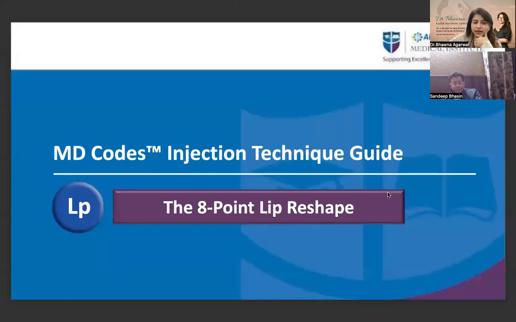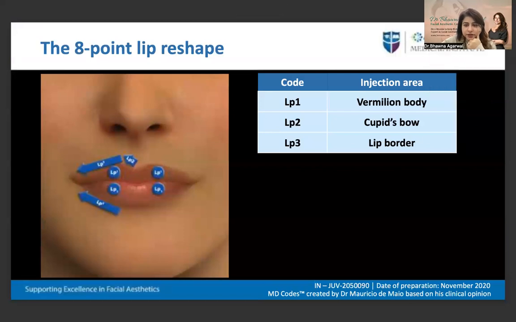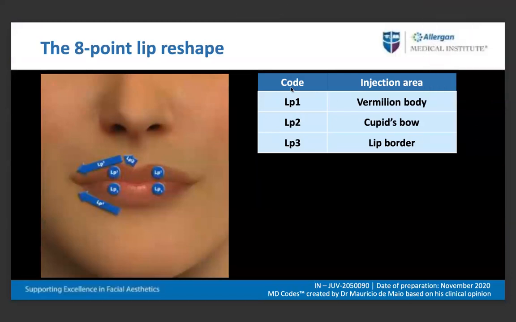So the 8-point lip reshape. Again, we check in this the injection areas. We have LP1, LP2, and LP3, first of all. LP1 is the vermilion body, LP2 is the cupid's bow, and LP3 is the lip border.